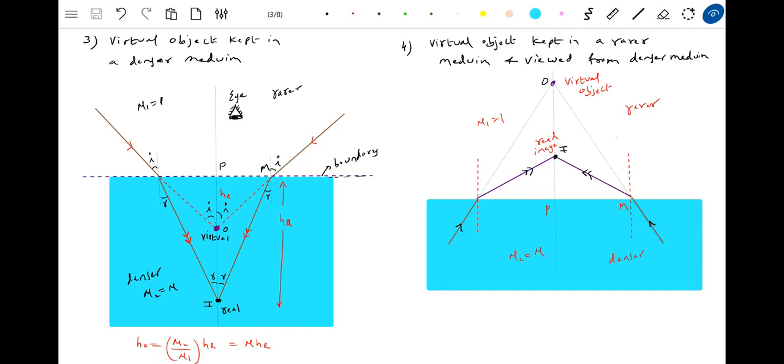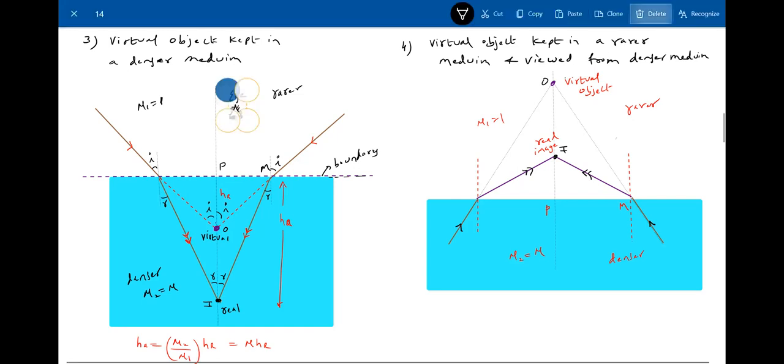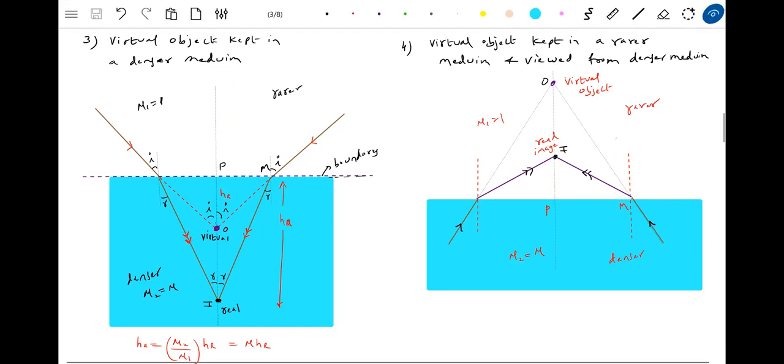Actually, the I must not be there. It's about the refracted rays, they will not enter anywhere, no? So I'll remove this I. That is not needed. Okay, now what is the conclusion? So where is the object? Object is in the rarer medium, virtual object. So you see the rays want to converge at a point. After refraction, they'll meet at this particular point. The refracted rays converge at a point, so this should be the real image.